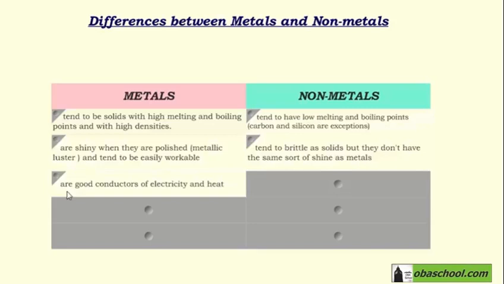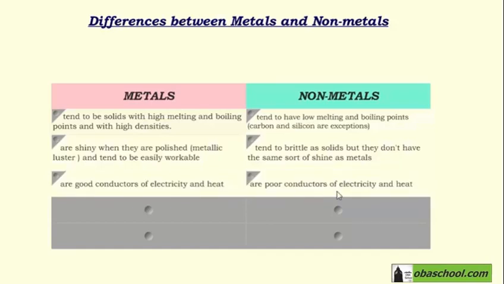Okay? Metals are good conductors of electricity and heat, while non-metals are poor conductors of electricity and heat. So they don't conduct electricity and heat.